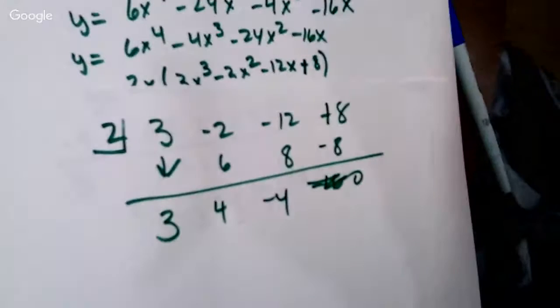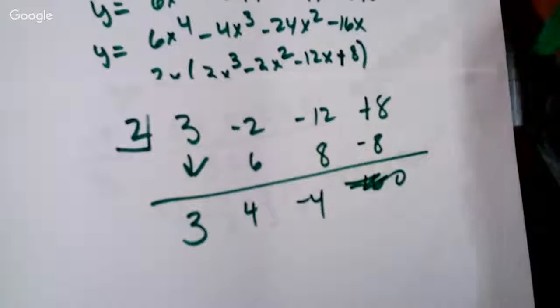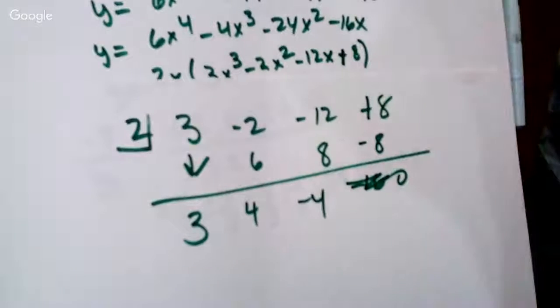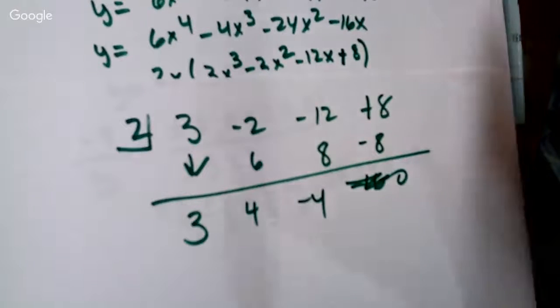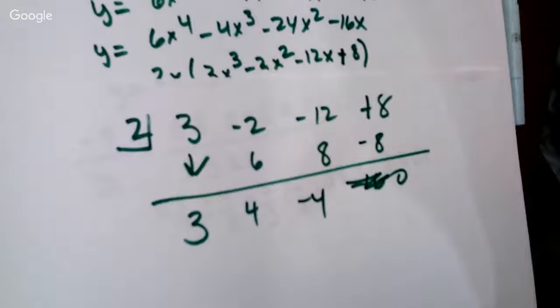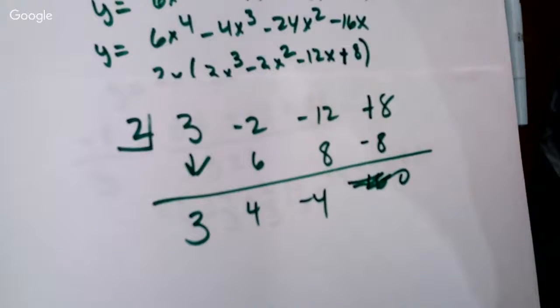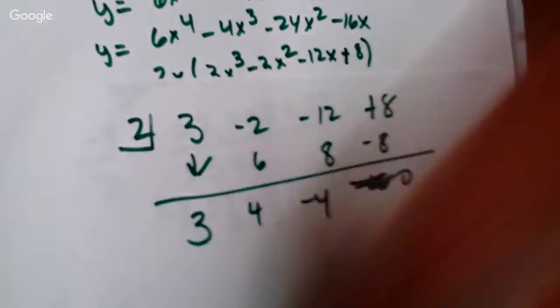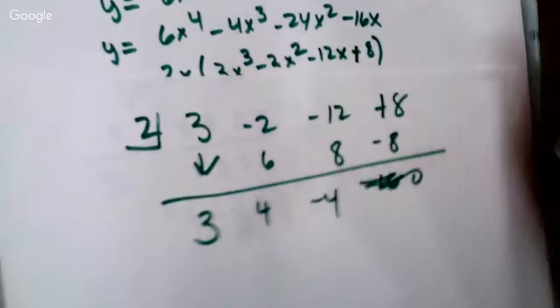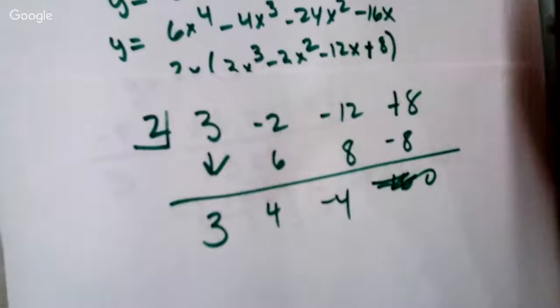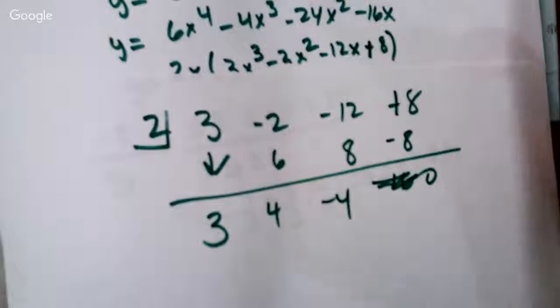Now, here's the question: what if I used a different number first? That's totally fine. But when you get down to the final factors, they'll end up the same as everybody else's. So let's say you tried a negative 2 first, which I know works out too. Can you keep going with that? Absolutely. You should get the same factors.